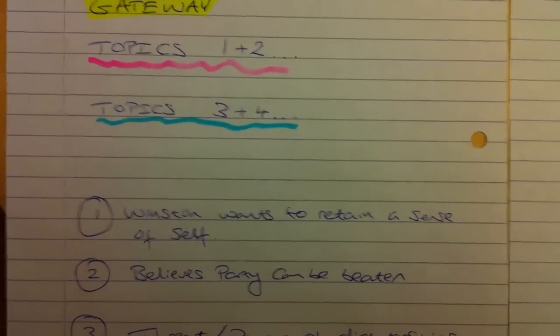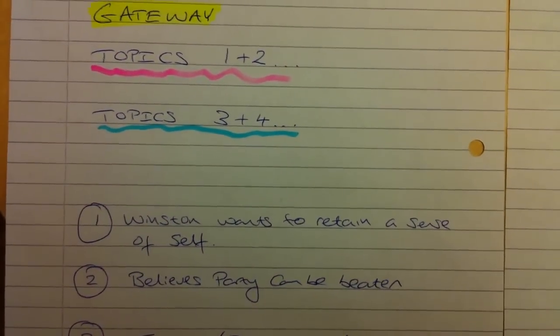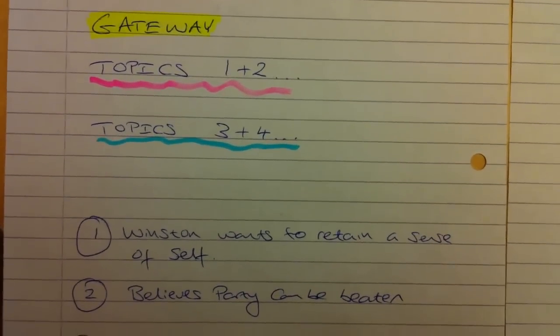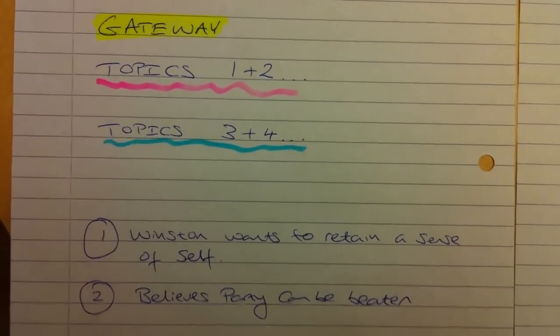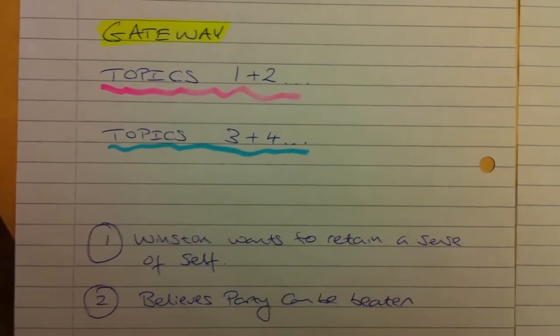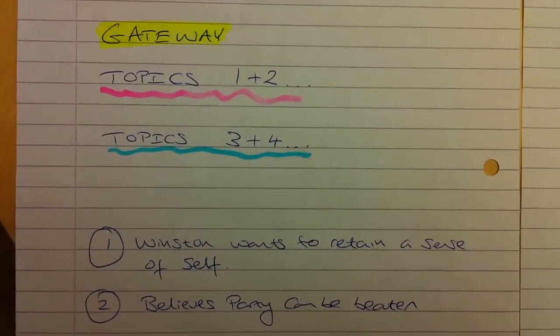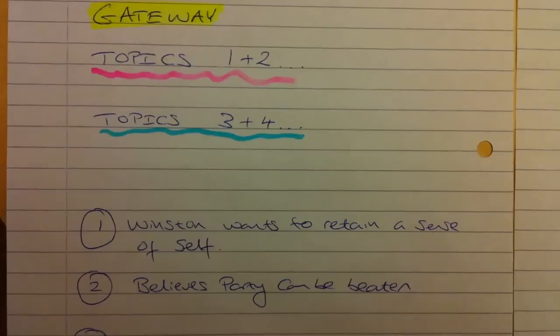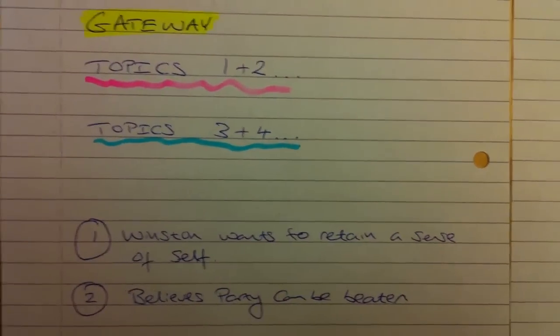First one is that Winston's not in harmony with society because he wants to retain a sense of his self-identity. He wants to remain an individual. So that's one way that he's not in harmony with his society. That's his situation. He wants to keep a sense of self where other people don't.